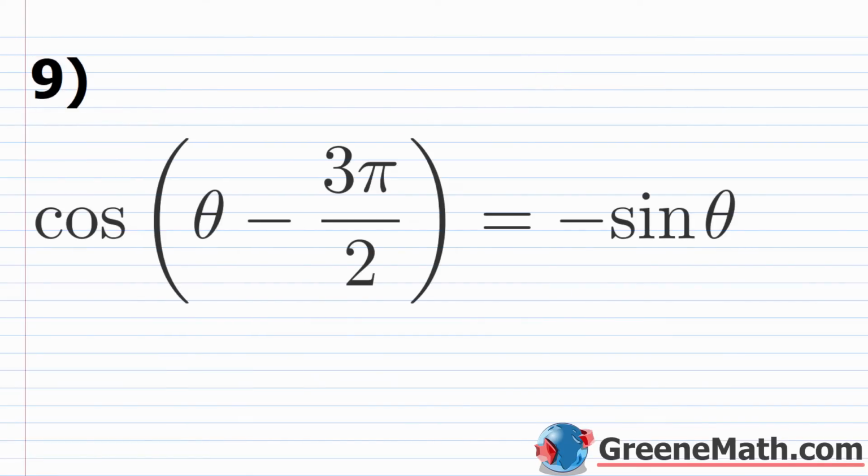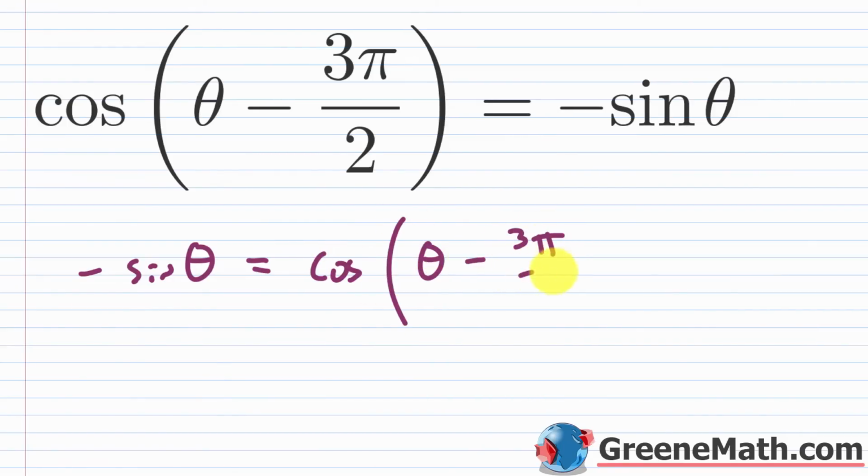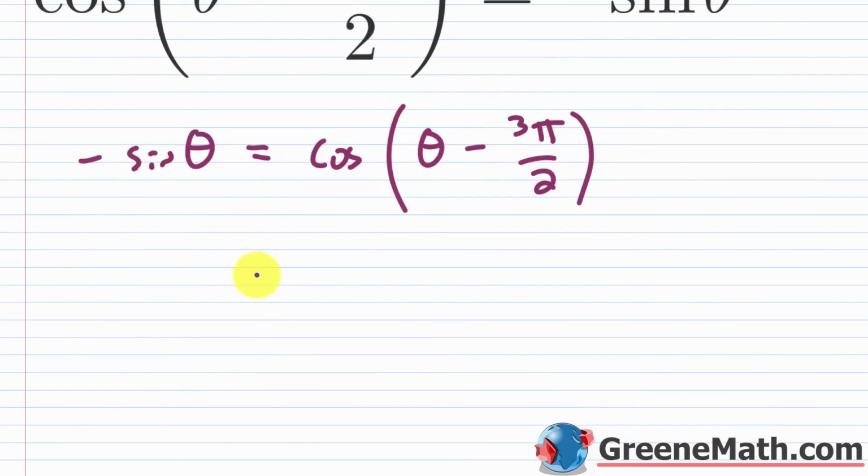And for problem 9, we have the cosine of theta minus 3 pi over 2 is equal to the negative of the sine of theta. So this one is really, really easy. I'm just going to flip this over here and put the negative of the sine of theta is equal to the cosine of this theta minus 3 pi over 2. This is just for formatting. I like what's changing to be on the right. If you want to do it a different way, that's up to you. So let's come down here, and I'm just going to put equals here.